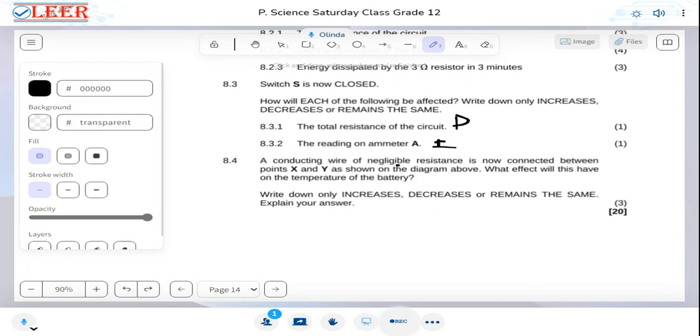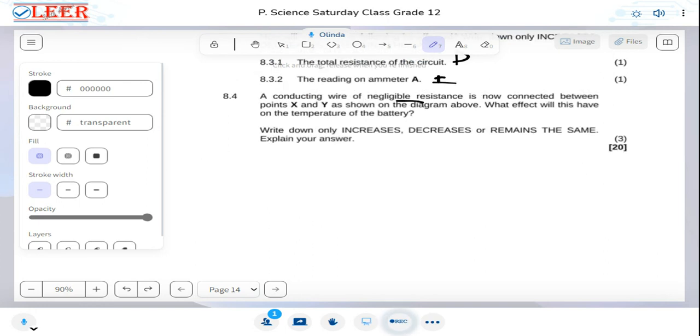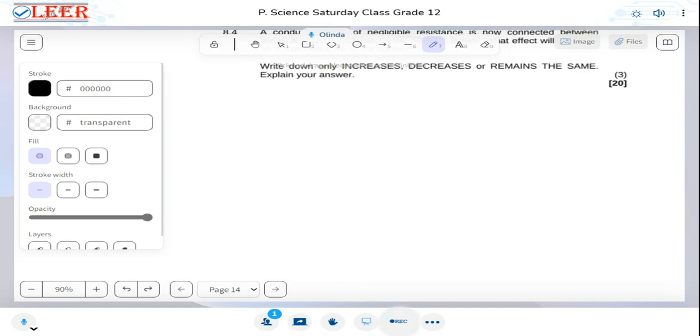Okay, cool. Now we're moving on to 8.4. A conducting wire of negligible resistance is now connected between X and Y, as shown in the diagram above. What effect will this have on the temperature of the battery? Write down only increase, decrease, or remain the same.